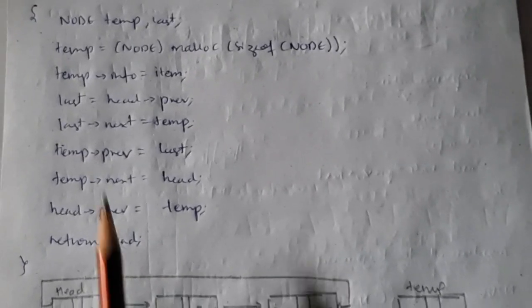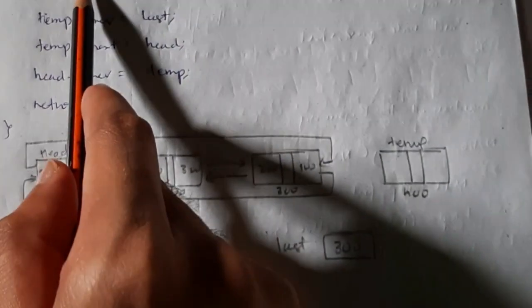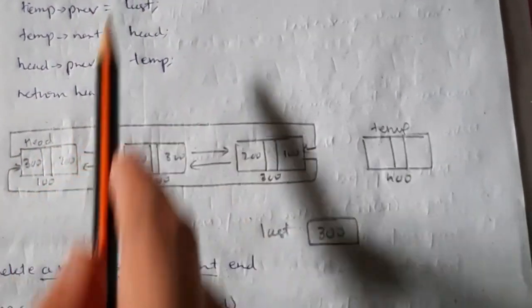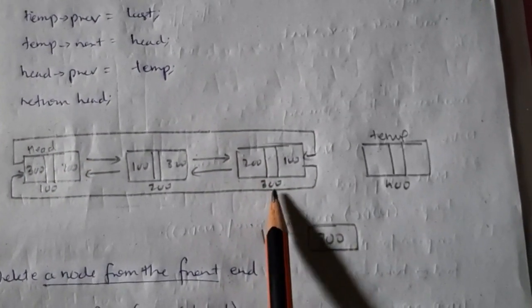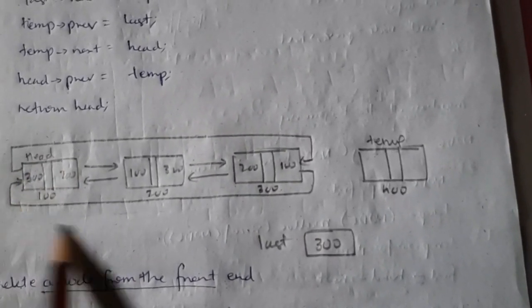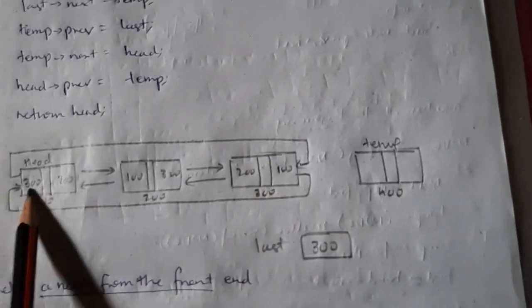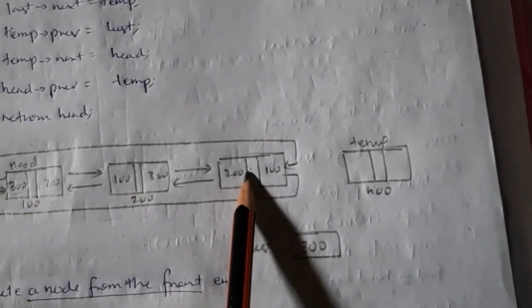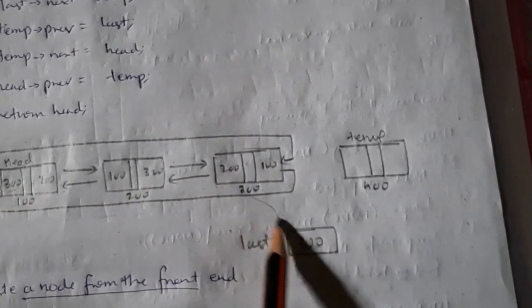In case you have to insert the node from the rear end, what you will do, these are for the memory allocation, then the function starts from here. Last is equal to head arrow previous. See, this is last is equal to head arrow previous. Head is having the location of the previous node, which is the last node, right? So head arrow previous will have the location of the last node, so you will get last as 300. This is the last node you will get.